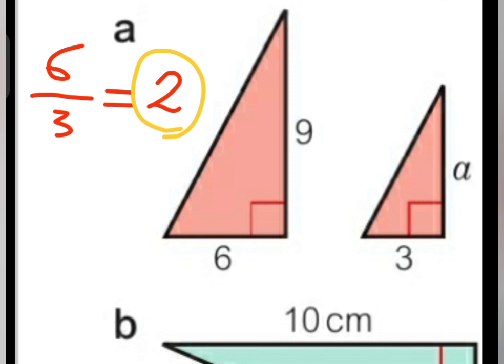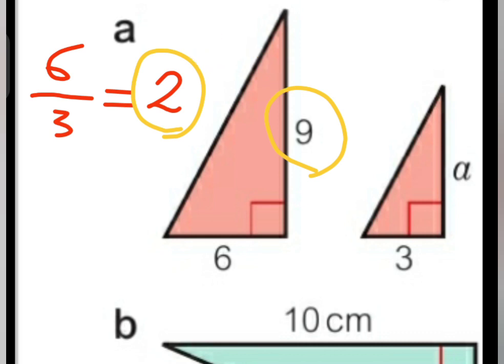How can I use it? Now, as I told you, these two are corresponding sides, and they are the same sides on different triangles. Now, to find one of these sides, we have to use the scale of enlargement, or the scale factor of enlargement. As we can see here, 6 is bigger than 3. So basically, 9 is going to be bigger than A. And we are trying to find A. So A is the smaller side.